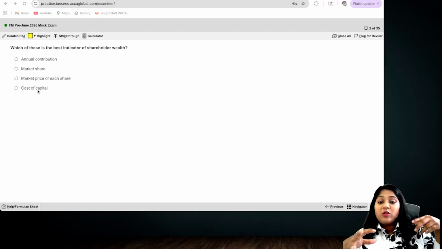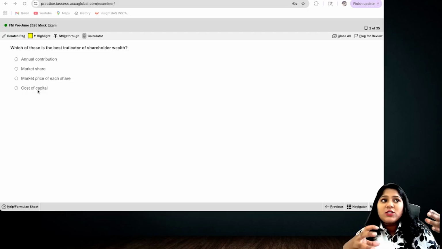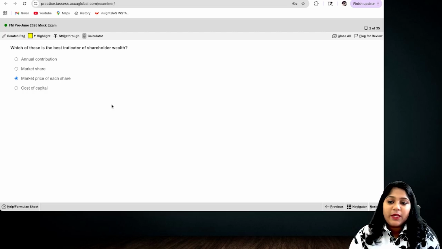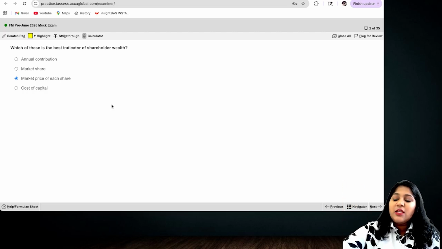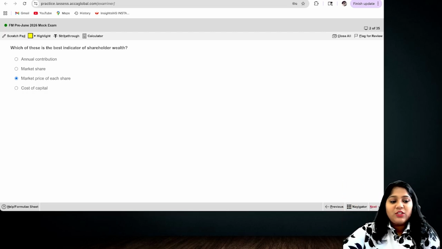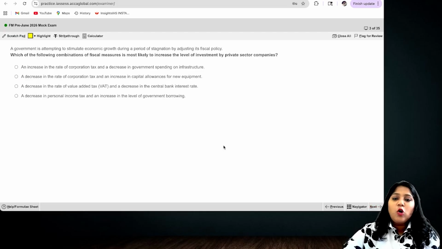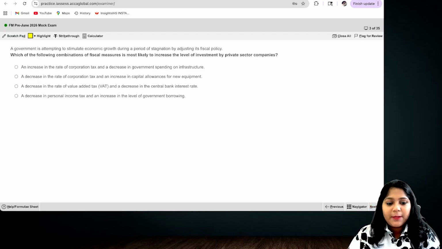No, that is not talking about the wealth of a shareholder. And cost of capital is the return, right? It is always about the present value of future cash flows that we can expect to have from that particular share. That is nothing but the market price of each share, and the answer has to be simply option C, right? Yeah. And look at the next one.